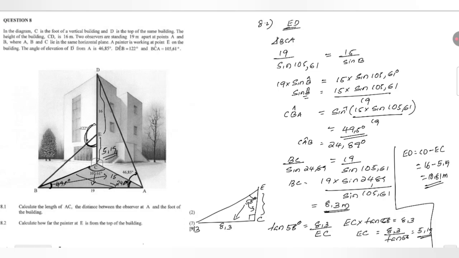So this is how we do this question. It's not a difficult question, but you have to do many things here. That's why it's long. Okay, same question you can do using the cosine rule also, but I know many of you know the sine rule better than the cosine rule. That's why I used the sine rule here. I hope you understood this question. All right, let's go to the next question.